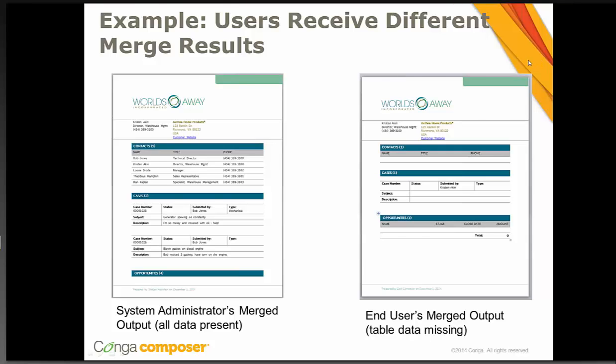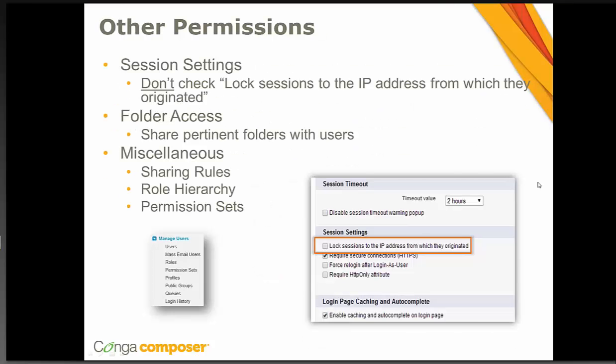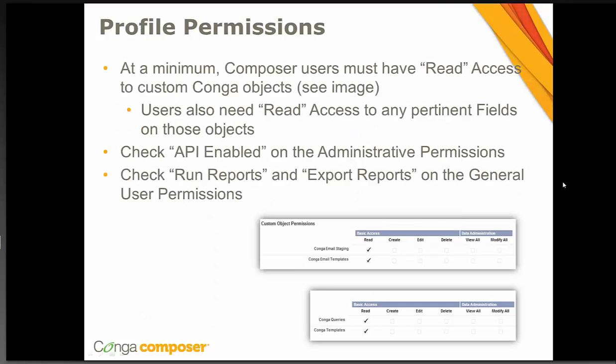Before we do that though, and let's advance to the next slide, let's talk about some profile permissions that affect user access on Composer. So a great place to start when looking at permission and access issues is on the profiles of your end users who will be running the Conga solutions that you deploy for them. So to begin with, there are custom objects that were installed along with Conga Composer. Anyone who's going to run a Composer solution needs to have, at a minimum, read access to those custom objects.